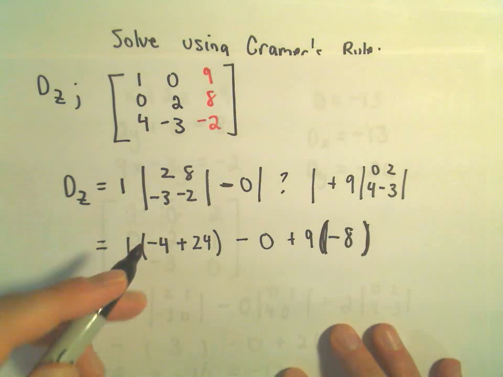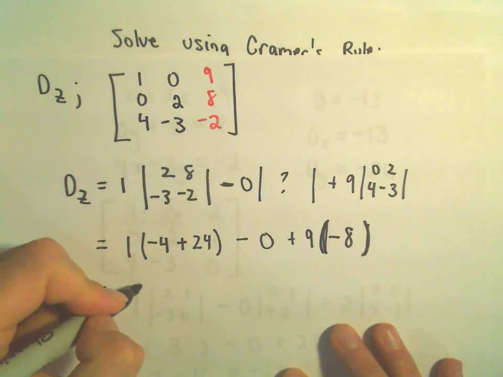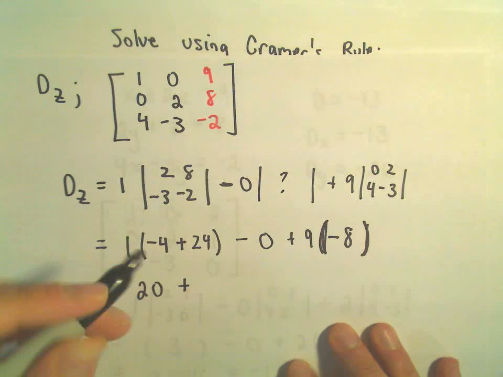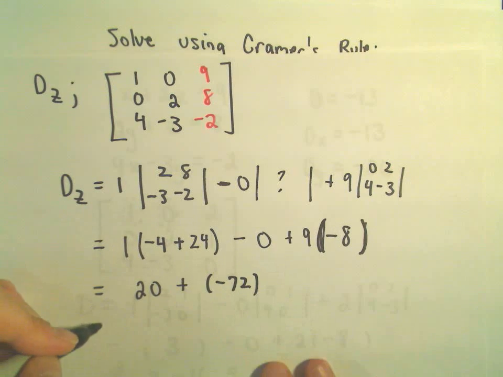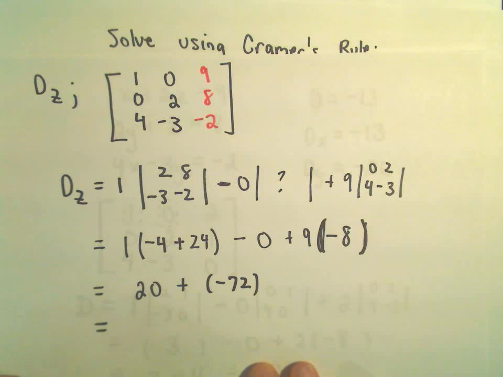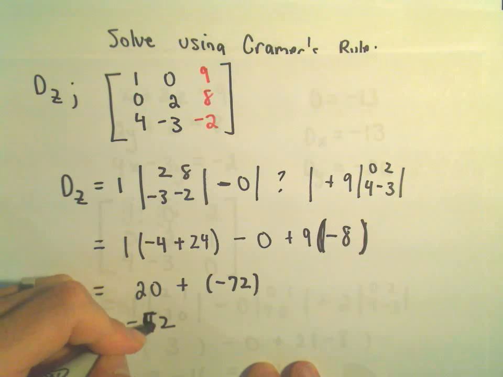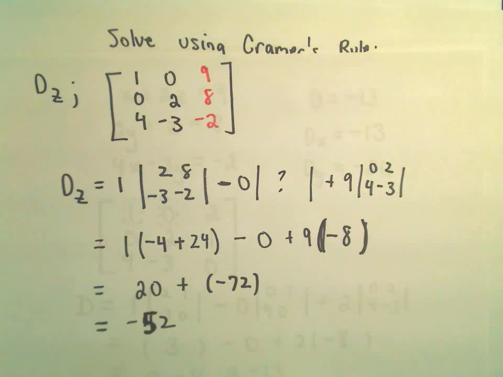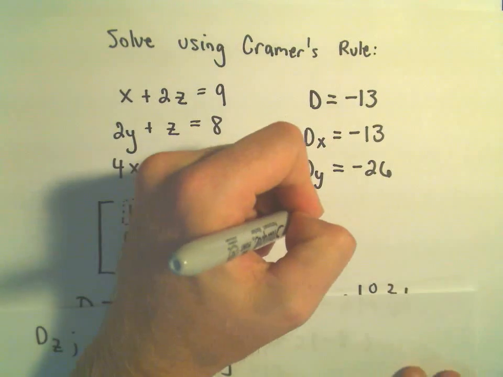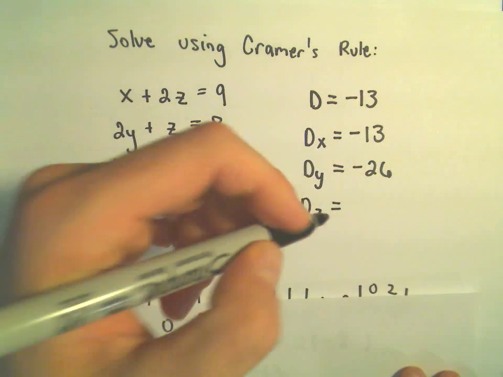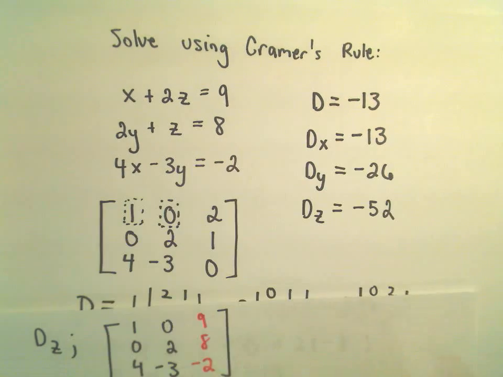So let's see here. It looks like we have -4 plus 24, which would be 20. Plus, let's see, 9 times -8 would be -72. -72 plus 20 is going to be -40. Oh man, how about -52? So now we've got our d sub z value. So d sub z is going to have the value -52.